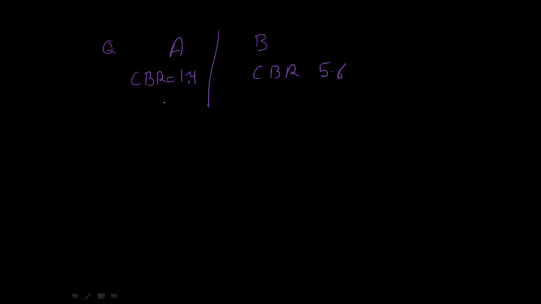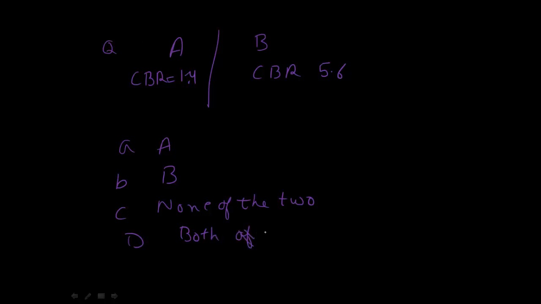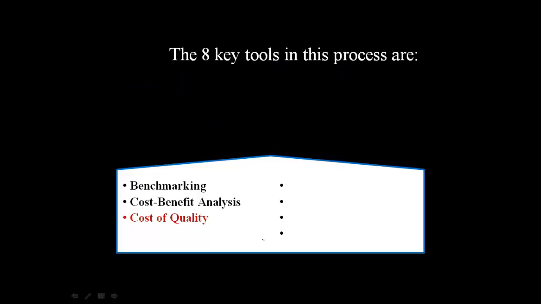So let's take a quick recap of the introduction video. The question is, if we have a project A which has a CBR, cost benefit ratio, of 1.4, and a project B which has a CBR of 5.6, which particular project should we select? Option A, option B, option C, none of the two, or option D, both of the above, both A and B.